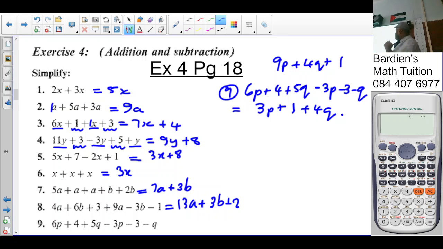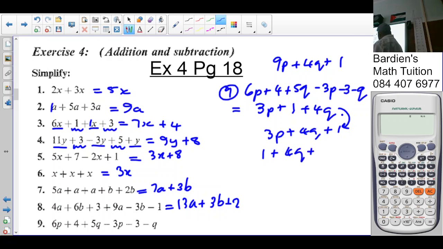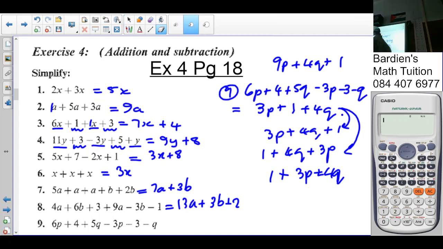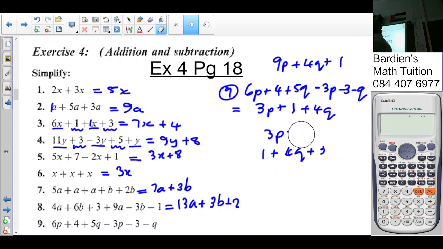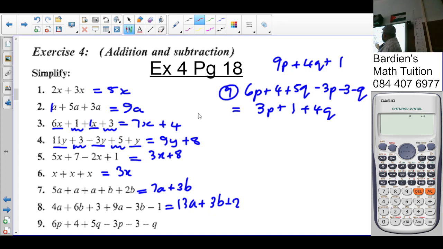People, would you all agree that 3p plus 4q plus 1 is the same as that there? You all agree with that, no? And also 1 plus 4q plus 3p is the same as that, right? Which is the same as 1 plus 3p plus 4q. You all agree with that? Okay. Now coming back to that girl that said the answer should have been 9p. So you're saying that 6p, that one and that one are like terms, not so?